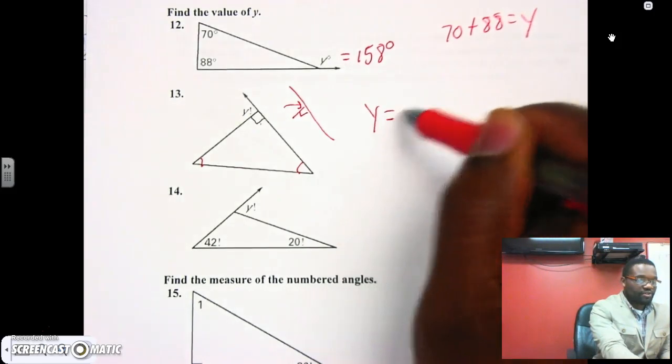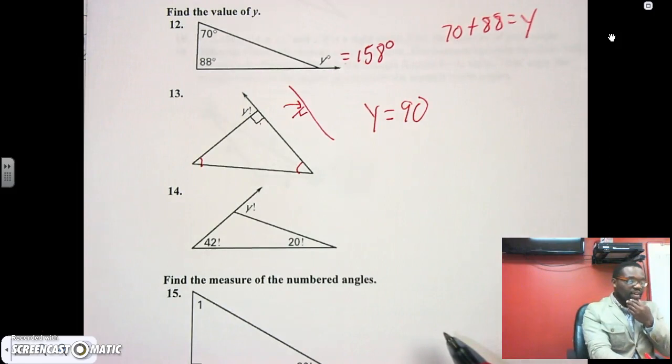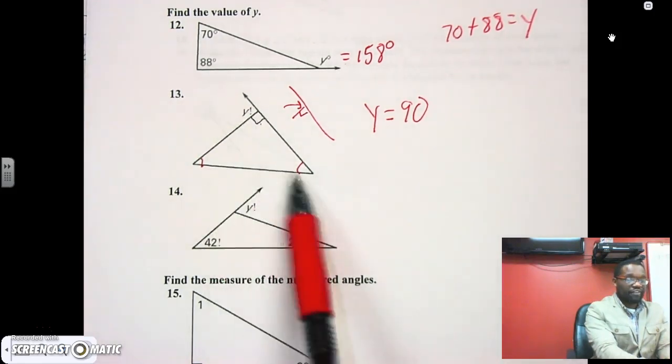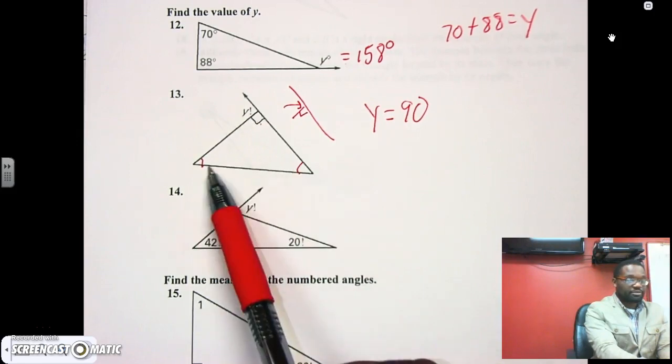Y here equals 90. We don't have to know or use that property, we could use what we've already learned. However, if this one is 90, those two have to add up to be 90 because all three of them on the inside add up to be 180.